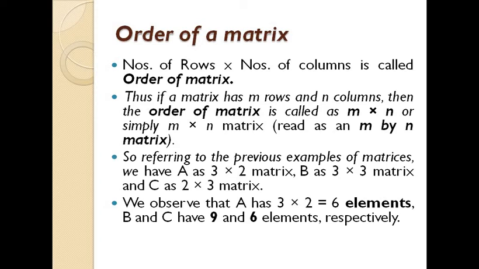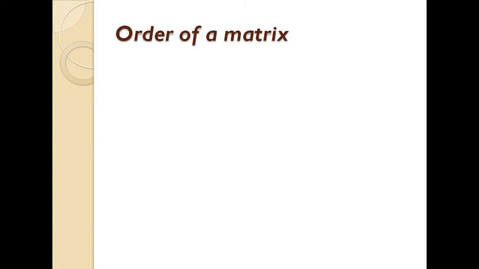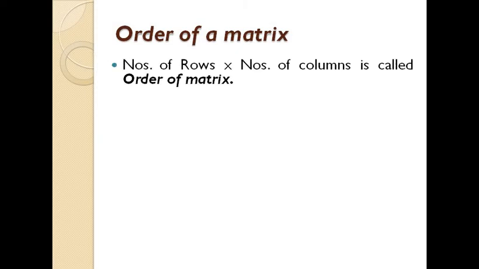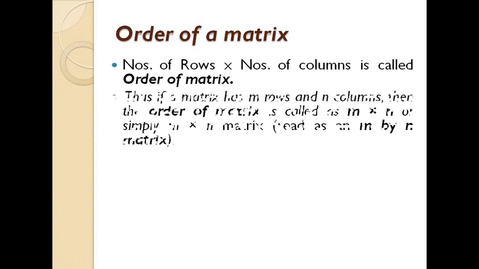That means whenever we represent the order of a matrix, we always represent it with a multiplication sign, that is, number of rows multiplied by number of columns. And when we combine the result of this multiplication, it becomes the number of elements of that particular matrix. That means if the order is 3 by 2, then the number of elements is 6. Now the number of rows and number of columns is called the order of the matrix.